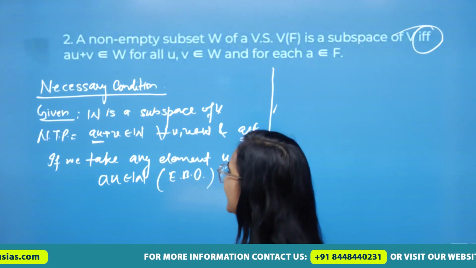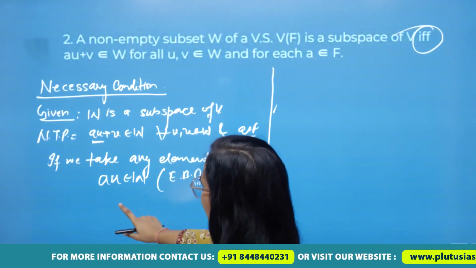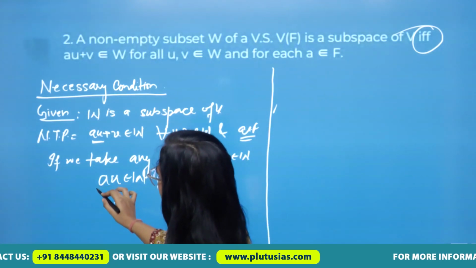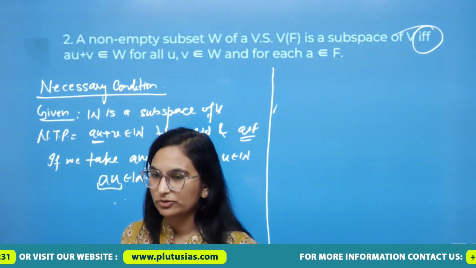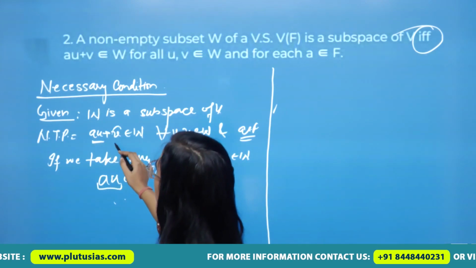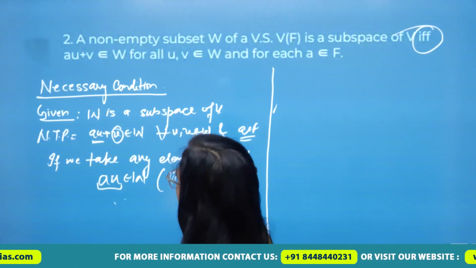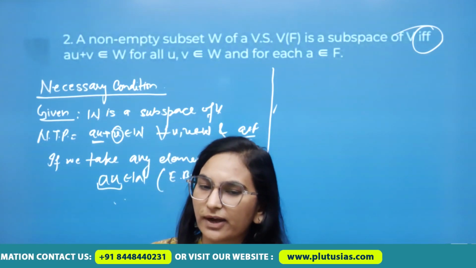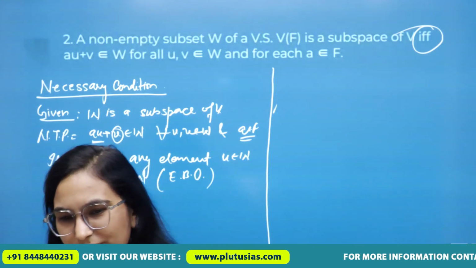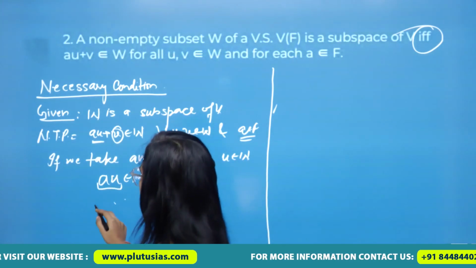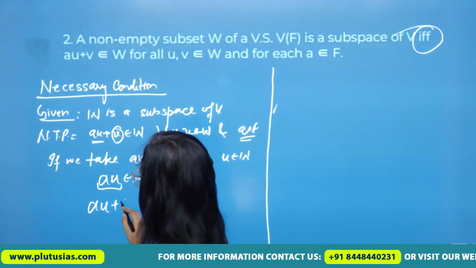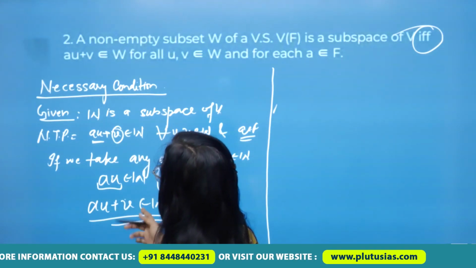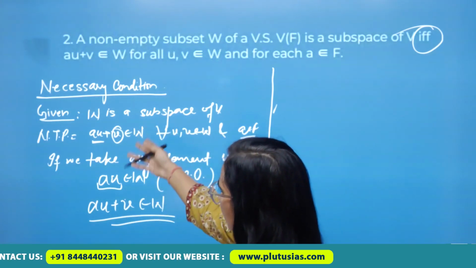Now this belongs to W, but we need to prove that this plus v. Now this belongs to W, that means it is some element of W, and v is also some element of W because v belongs to W. Then their addition should also belong to W. Why? Internal binary operation is defined on W. So au plus v belongs to W. This was the thing that we needed to prove. Hence, we have proved the first part.